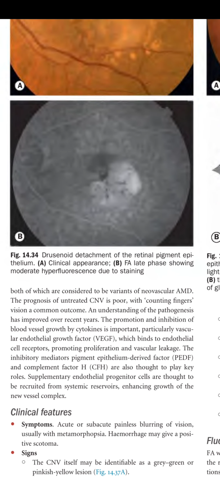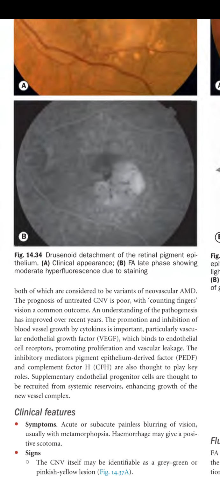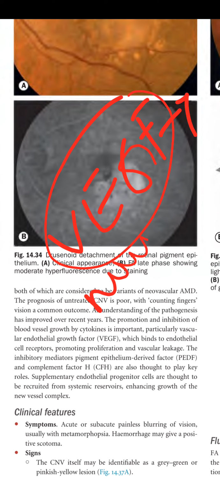The prognosis of untreated CNV is poor, with counting finger vision a common outcome. So without treatment, the vision is usually counting finger. And understanding of the pathogenesis has improved over recent years. The promotion and inhibition of blood vessel growth by cytokines is important, particularly vascular endothelial growth factor, which binds to endothelial cell receptors, promoting proliferation and vascular leakage. So VEGF is very important for the proliferation of the new vessels.